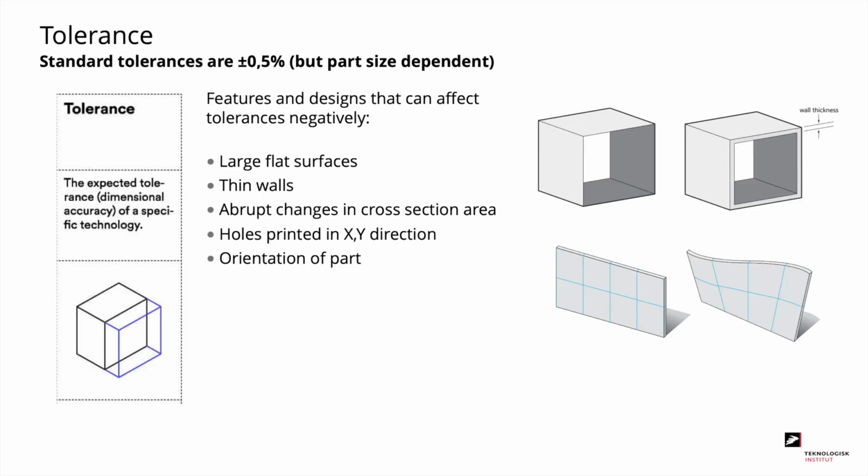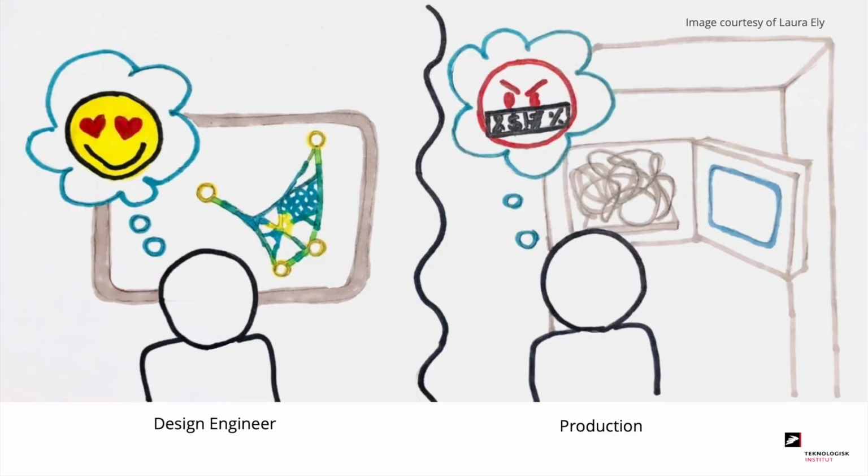The standard tolerances for VPP are plus minus 0.5%, but it depends on the size of the part. You should try to avoid large flat surfaces, thin walls, abrupt changes in cross-section area, and holes printed in the XY direction. And you should pay attention to how you orient the part. These are just guidelines, but the reason we have them is to make sure that what we design is also what we get out of the printer.